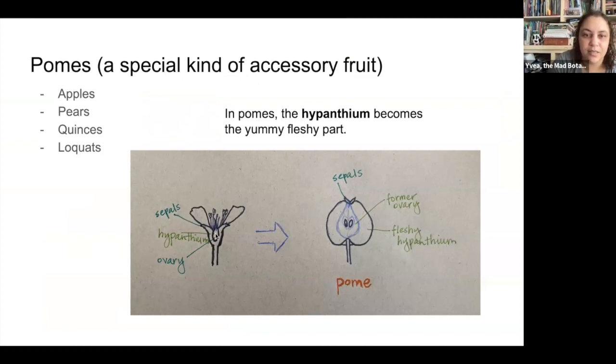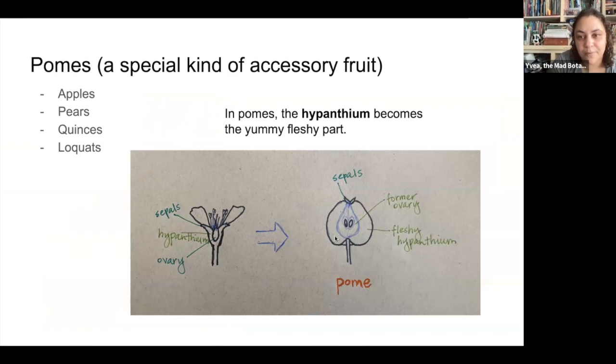In this case, it's not the ovary and the pistil that has swelled up so much, although that does swell too. It's the hypanthium that we're eating, that little cup that holds the ovary. That's the main part of the apple that we're eating. And I'll be able to show you in a moment. I brought some samples with me.